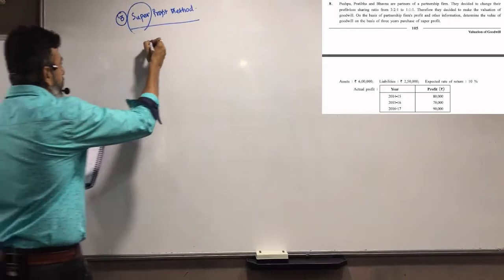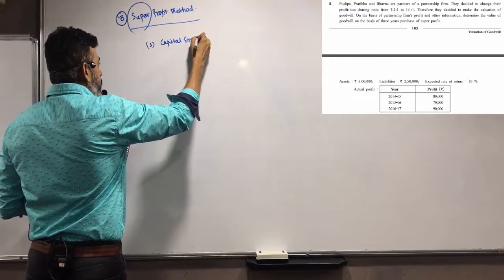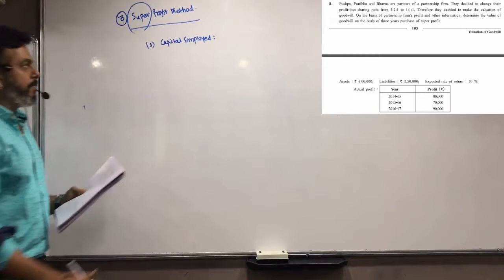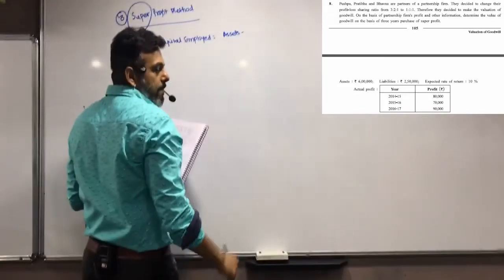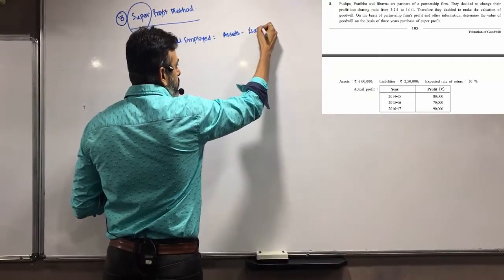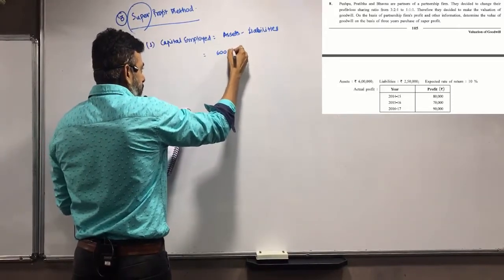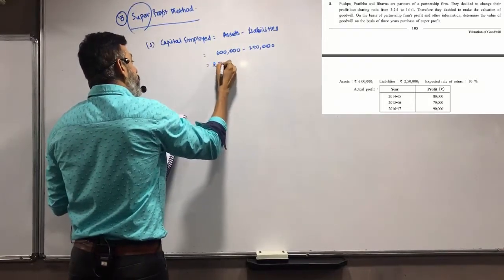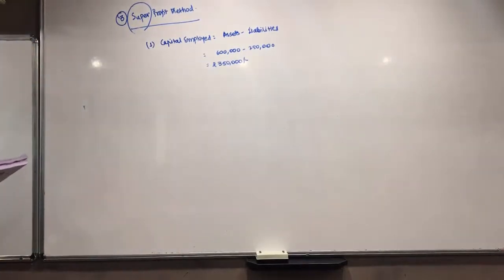Let's start with the first step, capital employed. Capital employed is equal to assets minus liabilities, which is equal to 6 lakh minus 2,50,000, equal to rupees 3,50,000. Got it?